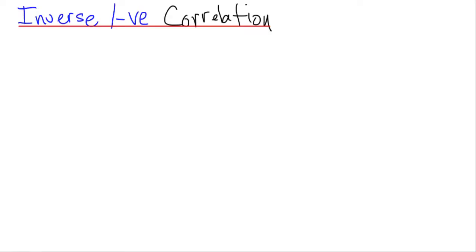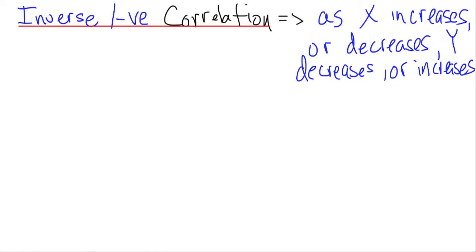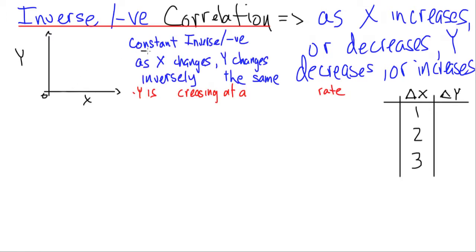The second type of correlation we will discuss is the inverse or negative correlation. Basically, as the independent or x variable increases, the dependent or y variable decreases, and vice versa. And again, I'll be using a table to more clearly show this. First, we have the constant inverse or negative correlation. As x changes, y changes inversely the same amount or the same proportion.